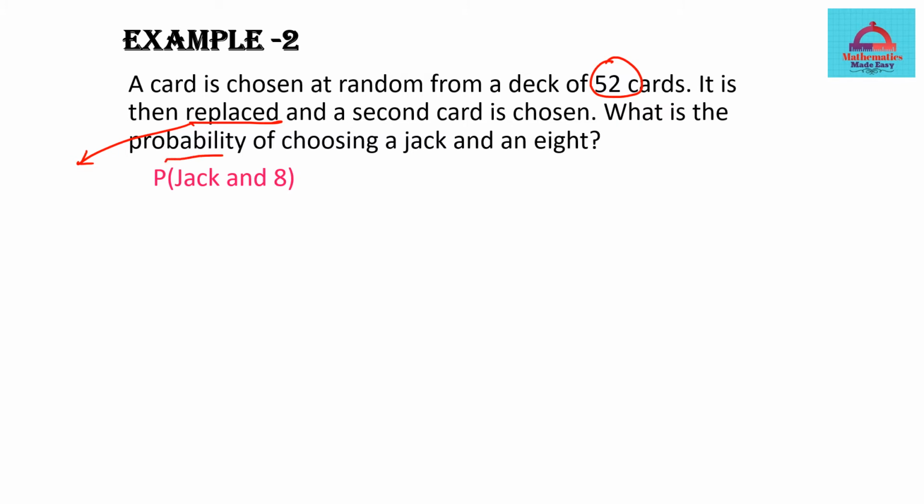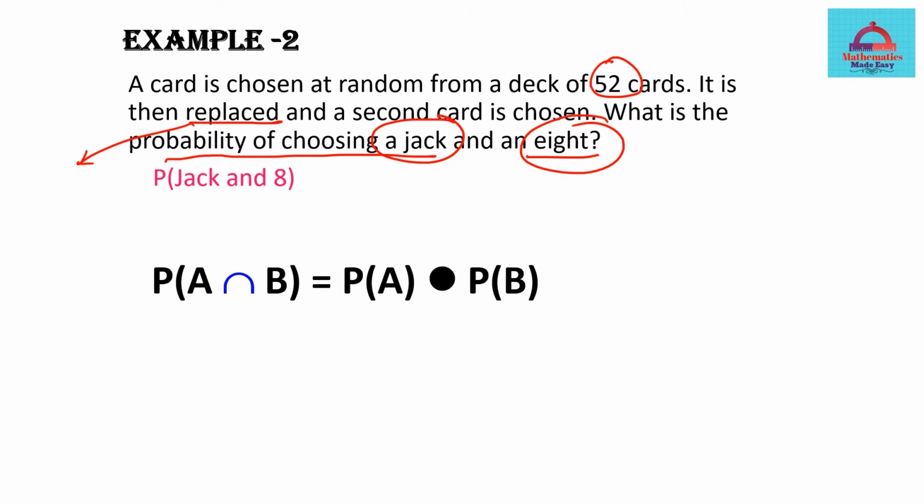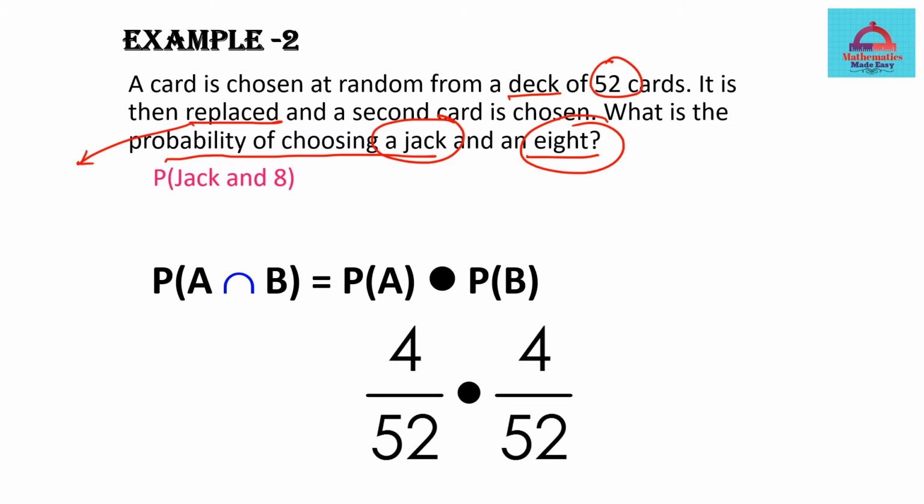Now, what is the probability that we need to find here? We need to find the probability of choosing a jack and then a number 8. So this is the combined probability. Since these are independent events, we will calculate the individual probabilities and multiply. In a deck of 52 cards, there are 4 jack cards possible, so 4 out of 52 will be the first probability, and similarly there can be 4 cards numbered 8.